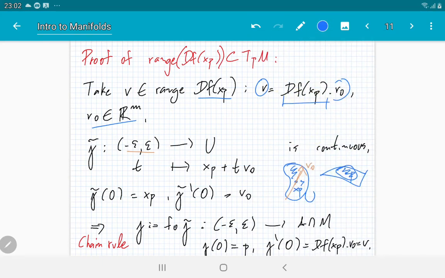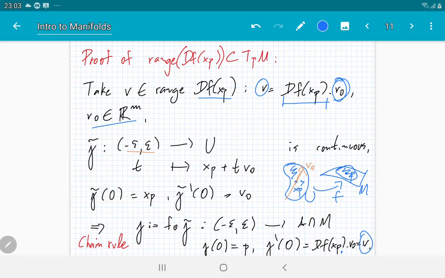U, if epsilon is small enough. This curve at 0 gives you xp with speed v0. When I map it over by f to the manifold, what I get is, of course, gamma of 0 is f of xp, which is p by definition, right? Remember that xp is a pre-image of p. And gamma prime of 0 we can compute by the chain rule. So that's going to be the derivative of f at xp applied to v0, and that gives you v, right? Remember that v0 was chosen to be the pre-image of v under this linear transformation.